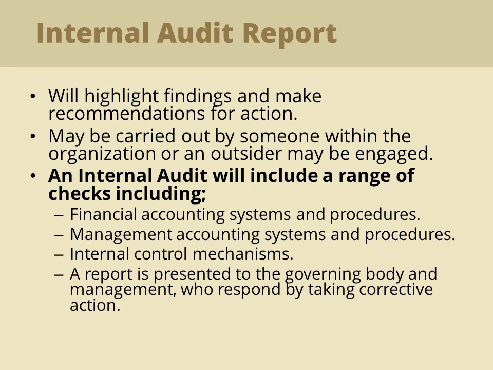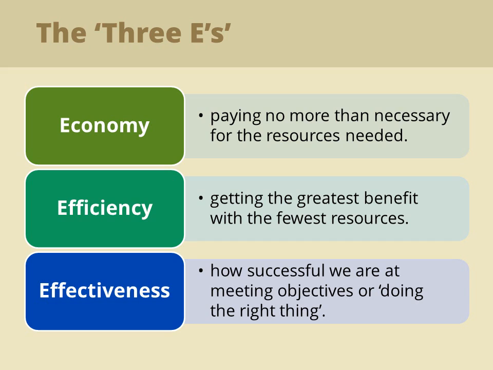The internal auditor reviews the adequacy of the design of the systems of procedures and checks that they are being appropriately implemented. A report is presented to the governing body and management, who respond by taking corrective action, perhaps changing a procedure or training a staff member. There are 3 contributing factors that influence an internal auditor's approach. The economy, paying no more than necessary for the resources needed. Efficiency, getting the greatest benefit with the fewest resources.